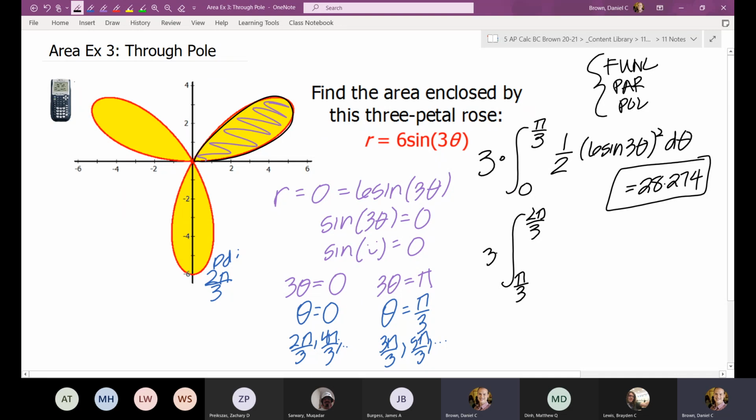Questions on that? Just to show you that there's an infinite way to rewrite it. As long as you have one petal and multiply by 3, you're going to get the same answer. You're setting r equals 0 to find where it intersects the pole, right? Yes. Okay.